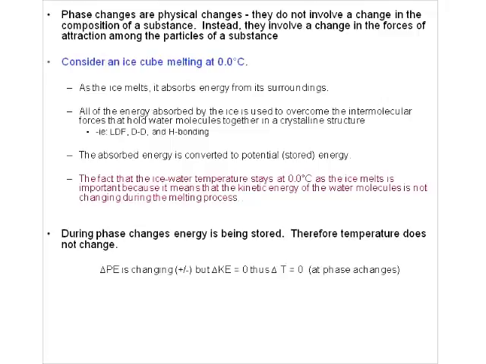So in terms of what we're looking at here, if we see energy being stored, we see a gain or a loss of energy. When we refer to something like plus PE, we're talking about a gain of potential energy.